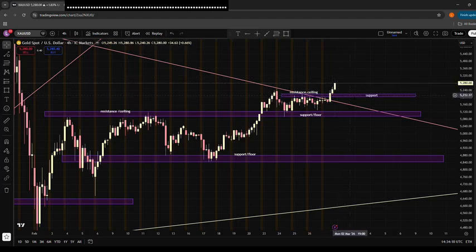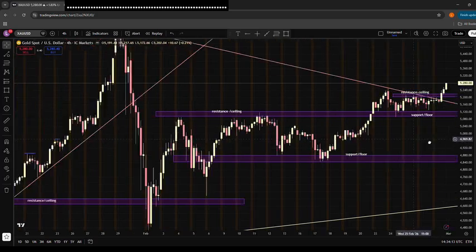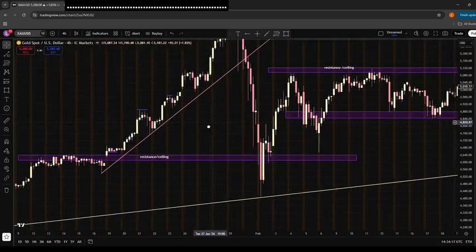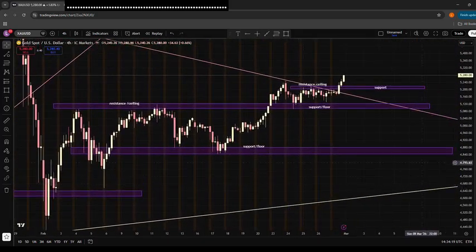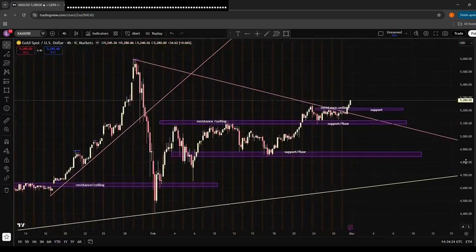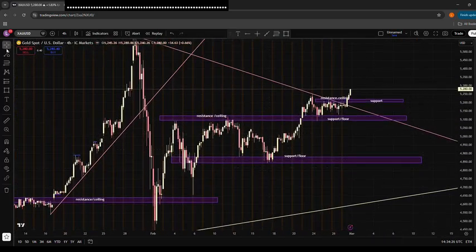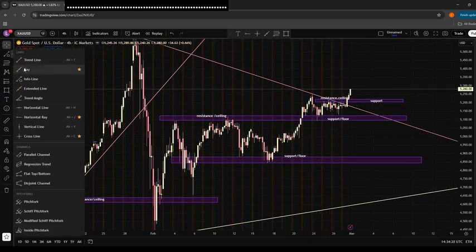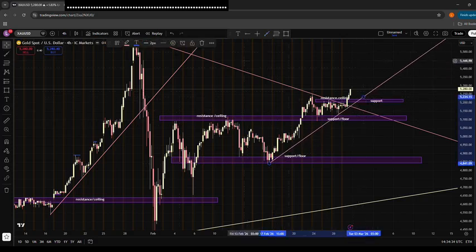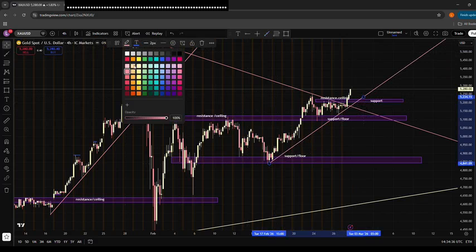So the thing I would wait for is a retest like that, a small one, okay? So because we are here now, what we can do is from this support, we can draw a trend line. So from this lowest point here, draw it up to there, change the colour because that's an uptrend.